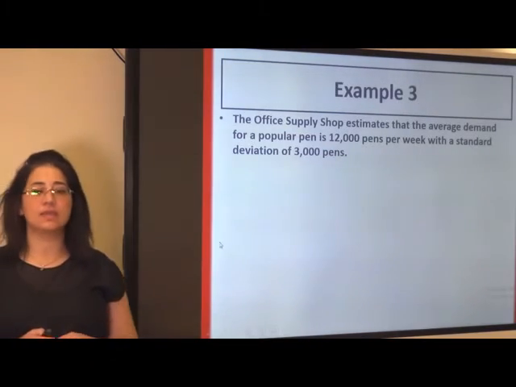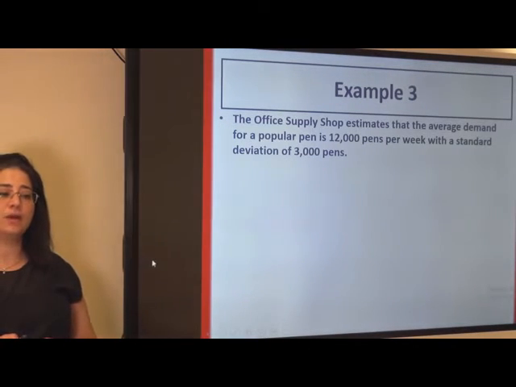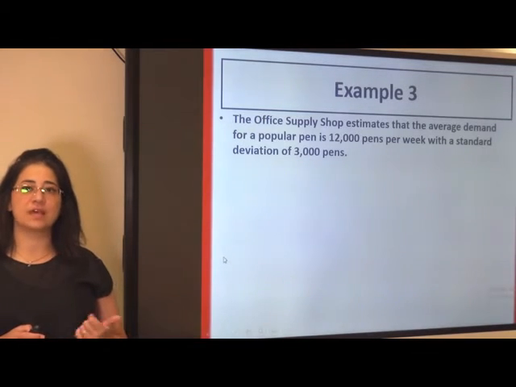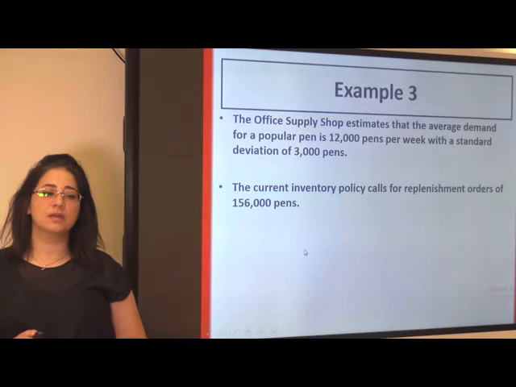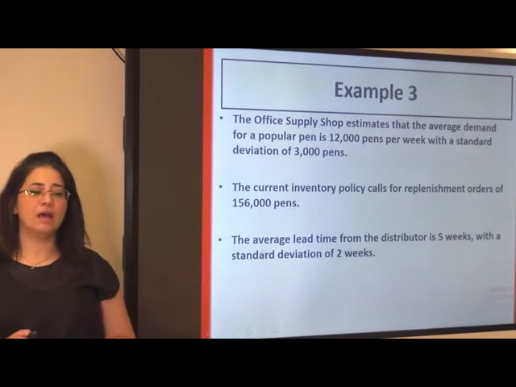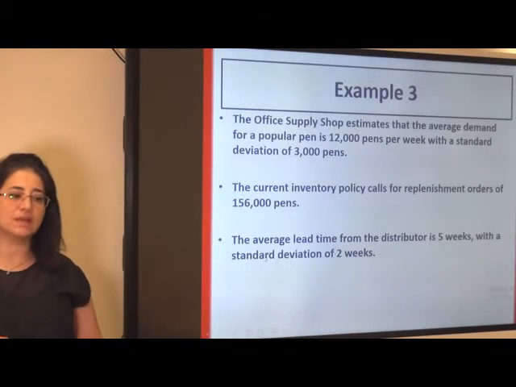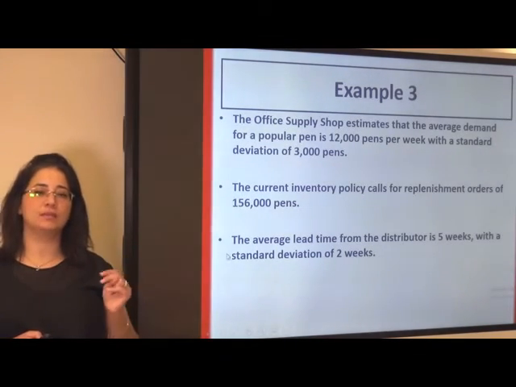Okay, let's take another example. The Office Supply Shop estimates that the average demand of a popular pen is 12,000 pens per year. This is the average weekly demand. Okay, with a standard deviation of 3,000 pens. Now, also the lead time here is variable. The average lead time from the distributor is 5 weeks with a standard deviation of 2 weeks. We have variability in both demand and lead time.